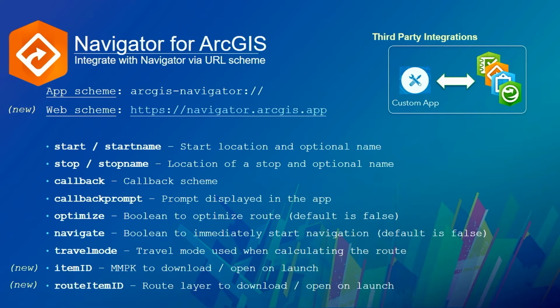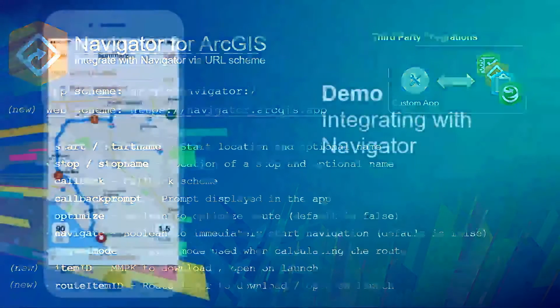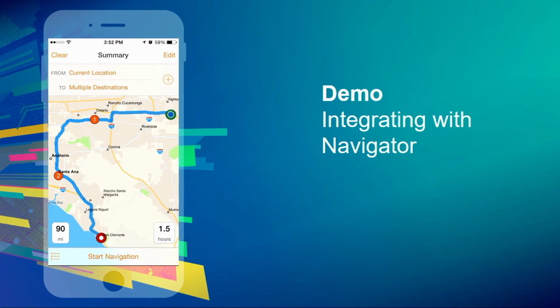So that is our URL scheme. It's well documented, so please go out to our help doc. We've got samples, we've got code out there for you. If that's interesting to you, please check it out. With that being said, I'm going to turn it over now to Brent, and he's going to show how you could build an app that could be integrated with Navigator and launch Navigator.